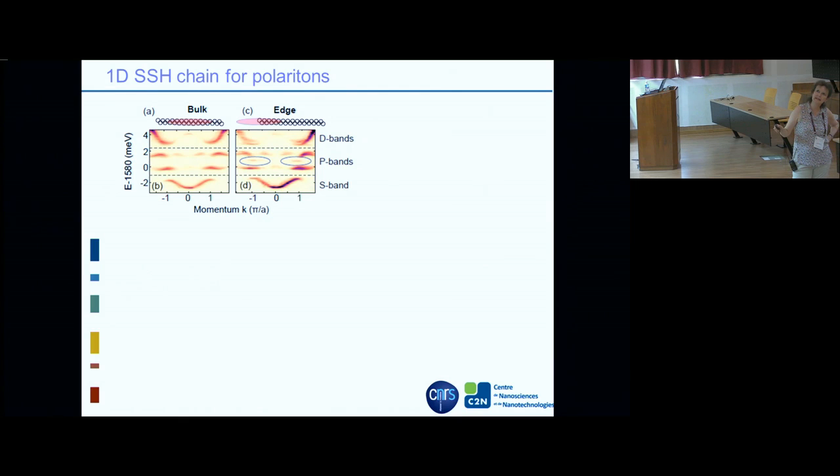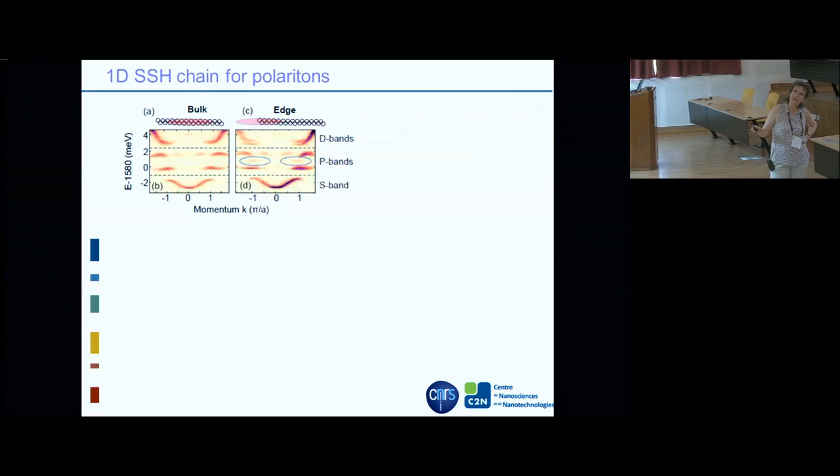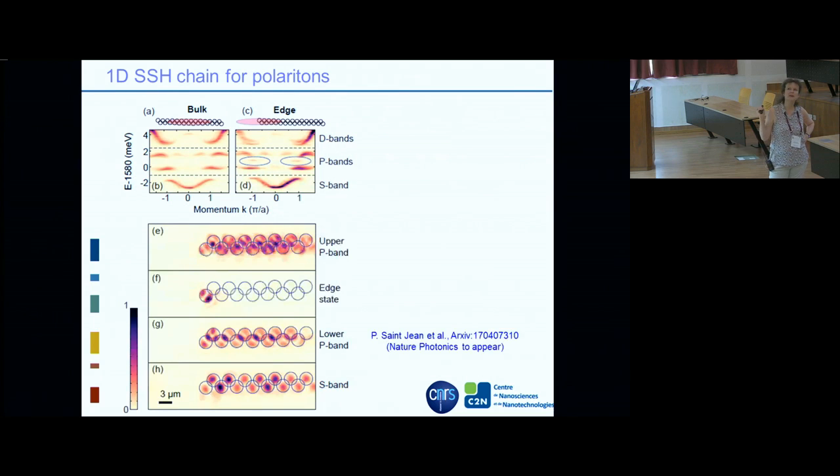And what you see is that when you look at the edge, you see two very nice lobes here at the edges. So we see, in the gap, that there is something new with respect to the bulk. We see states in the gap. Things become more convincing when you look in real space.